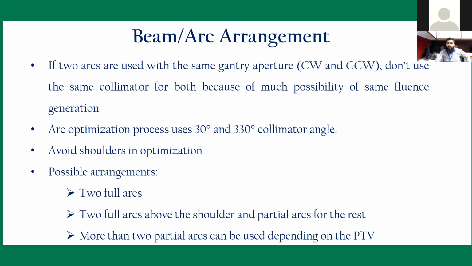But what we are doing, especially for the head and neck, is selecting one arc with a 0 degree collimator angle and another arc with a 90 degree angle. We compared both plans, with the 30 and 330 degree collimators and with the 0 and 90 degree collimator angles, and there was not much significant difference between them.